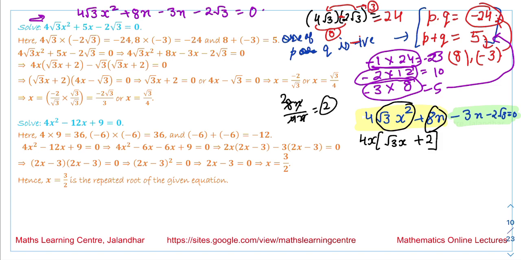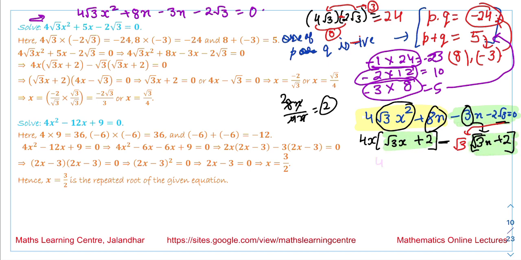Now over here I am taking the negative sign common, and what I want in this bracket is 3 root 3x plus 2. It means I want to make this as root 3x, and this root 3 is common from these two terms. We have taken root 3 common from these two terms. Now look at this term over here, it is square root 3x plus 2.